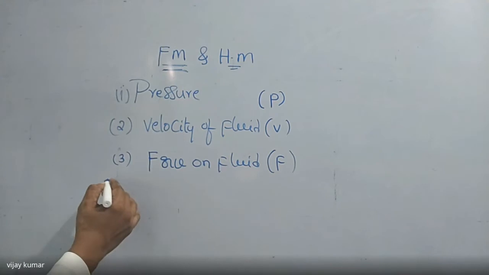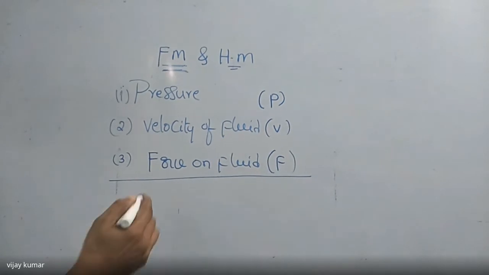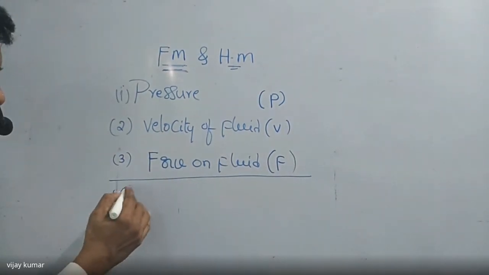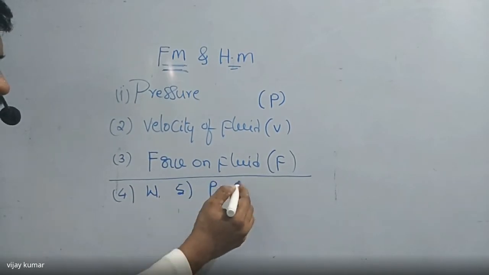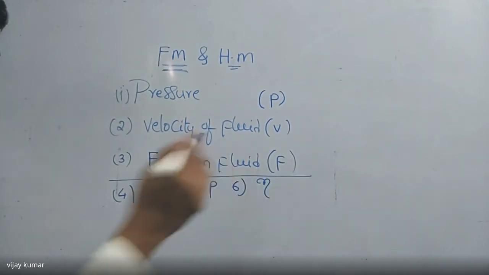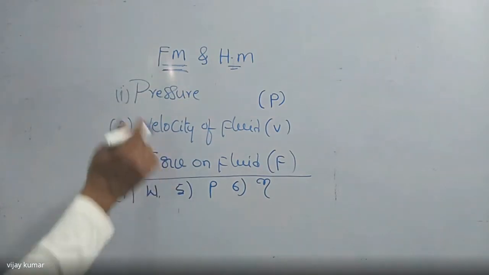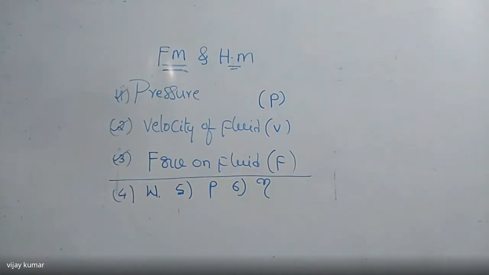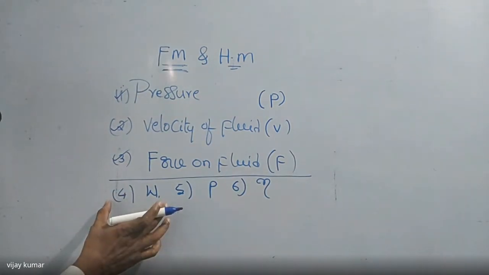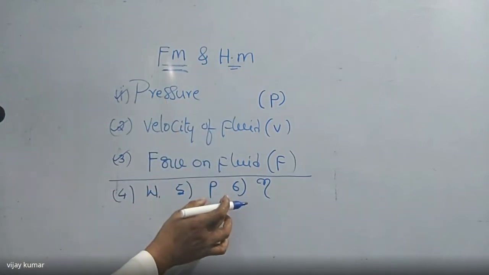That is next. The fourth one is nothing but work, the fifth one is nothing but power, and the sixth one is nothing but efficiency. If you know how to calculate pressure, velocity, and force on a fluid, then I'm going to write the relation between these three variables. Then we get the work, the power, and the efficiency.